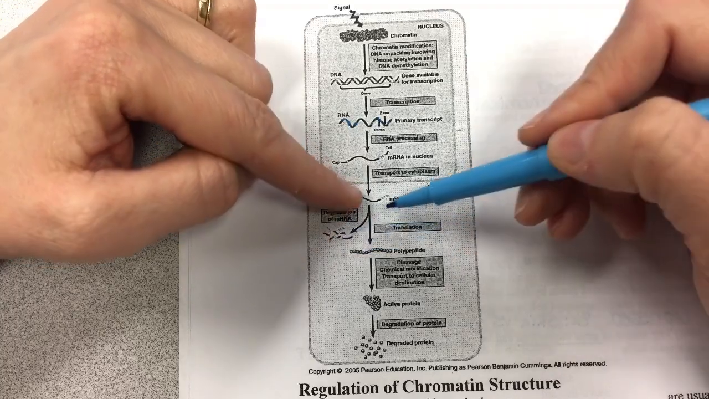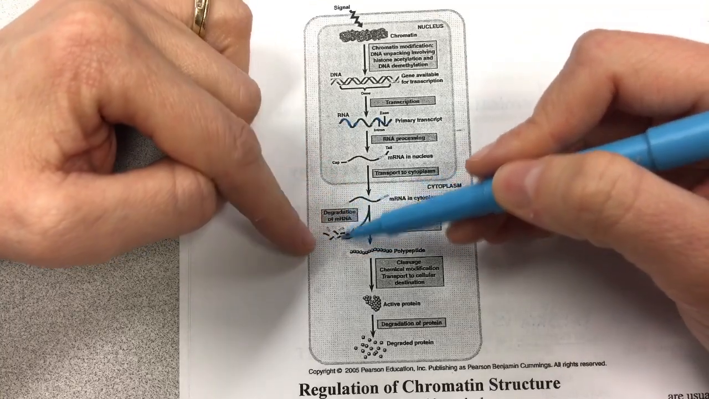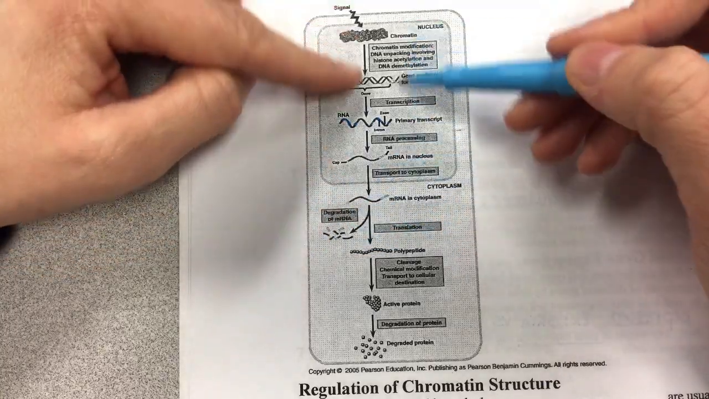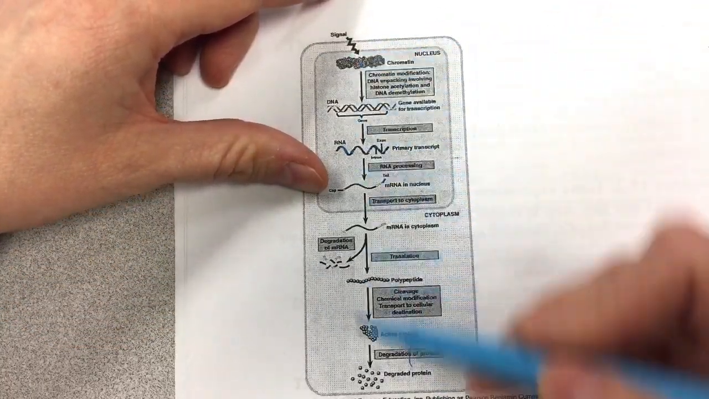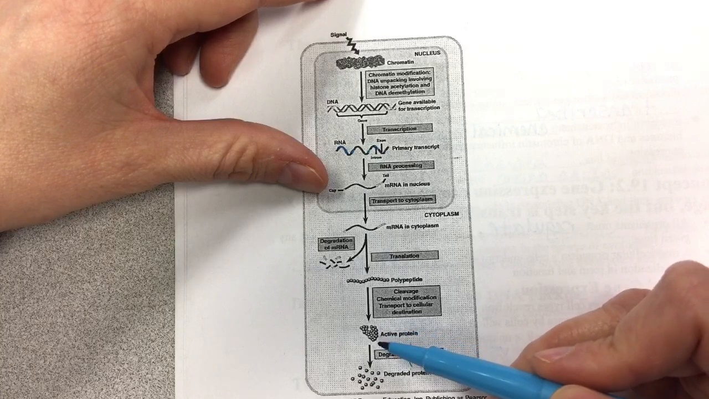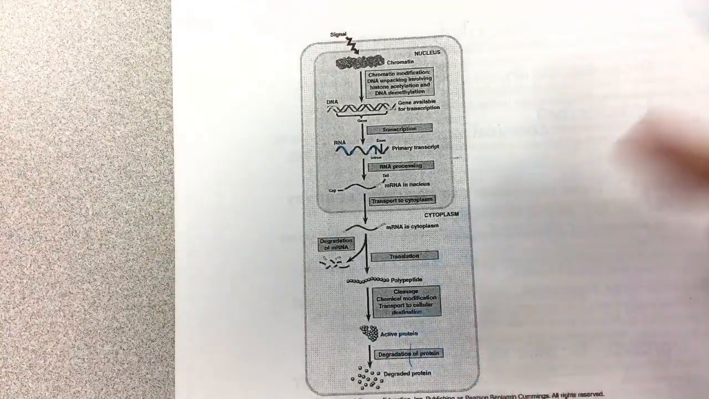And then remember that there are enzymes in the cytoplasm that degrade the mRNA. And so all of these are areas in which we can regulate whether or not your protein is going to be made in the first place. All right, so we're going to talk a little bit about that.